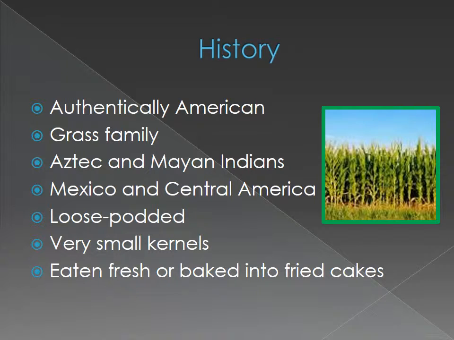It was first domesticated from a wild grain several thousand years ago by Aztec and Mayan Indians in Mexico and Central America. The first corn was a loose podded variety that looked like the seed head at the top of a wheat stalk. The kernels were so small that each was covered with a hull. Back then, people ate what's now called field corn fresh, but most of the harvest was cooked into fried cakes.